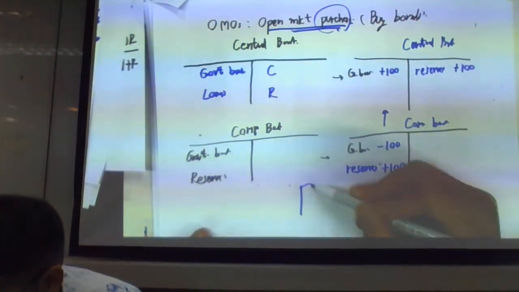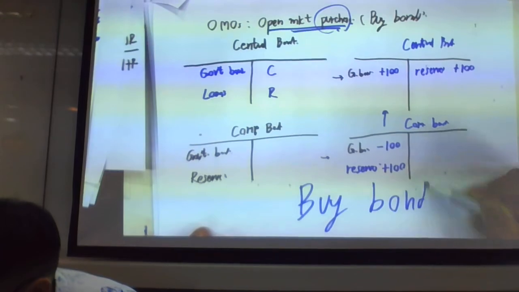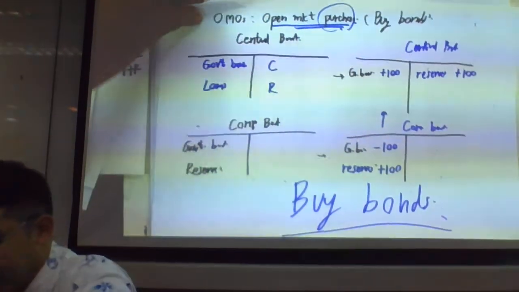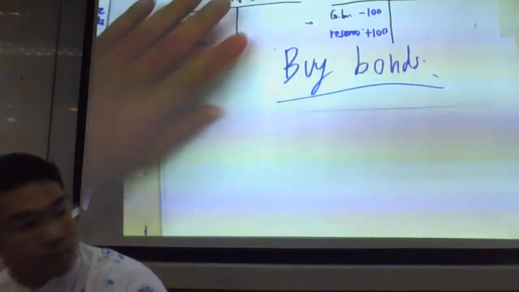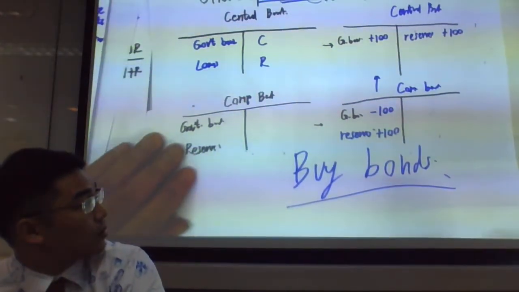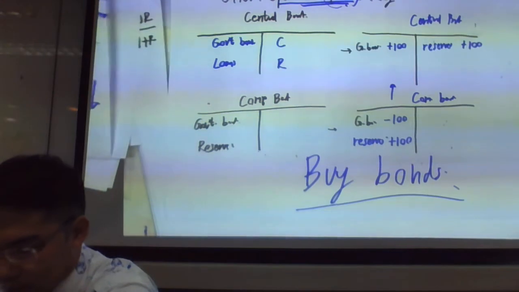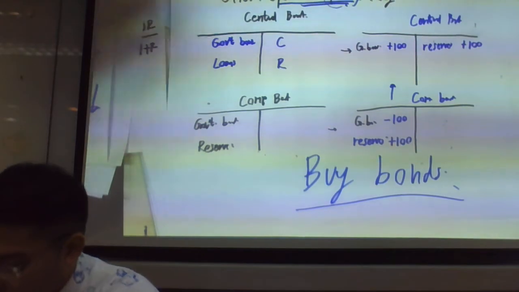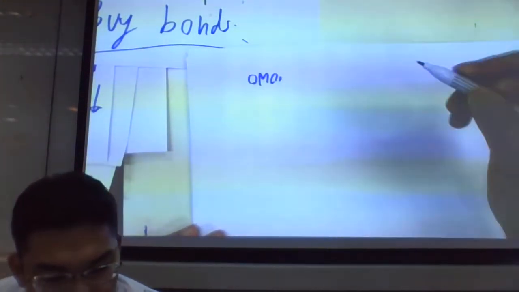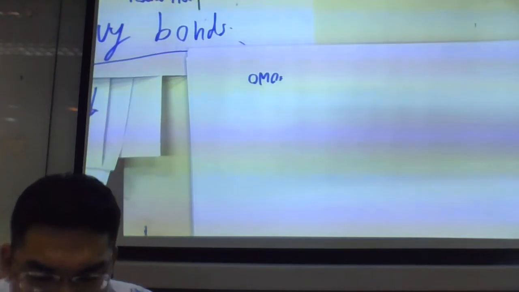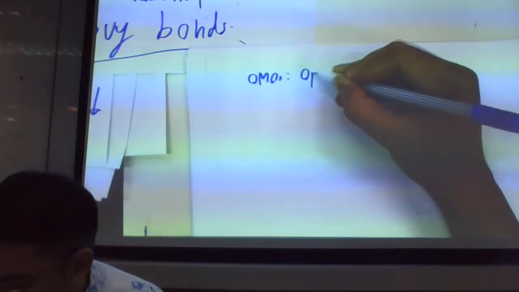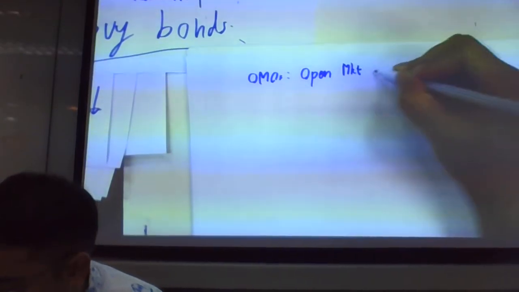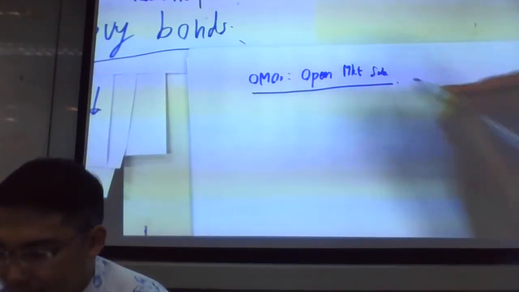So for this one, we buy bond. What next? The open market sale. I will let you guys write it down first. Okay, for the next one, we are also talking about the OMO, but for this one, it is the open market sale.